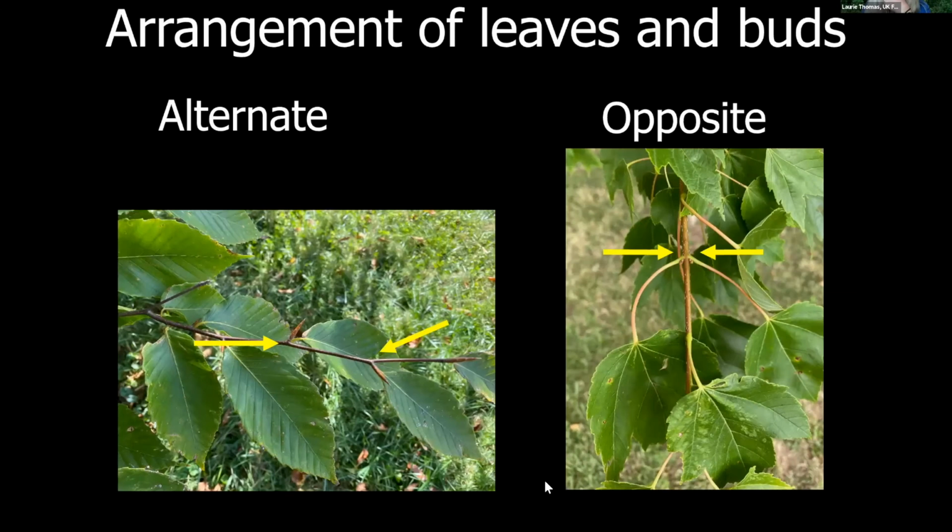All right, so let's just take a look at a picture. So you can see our alternately arranged leaves and buds. You can see here's the bud, and there is a leaf growing there with that bud, and this is on our American beech. These are alternately arranged. They're staggered on that twig. And then we've got our oppositely arranged buds over here. In fact, this is a maple. Remember, maples, ash, dogwood, buckeye, oppositely arranged. You can see these leaves grow right across from each other on that twig.